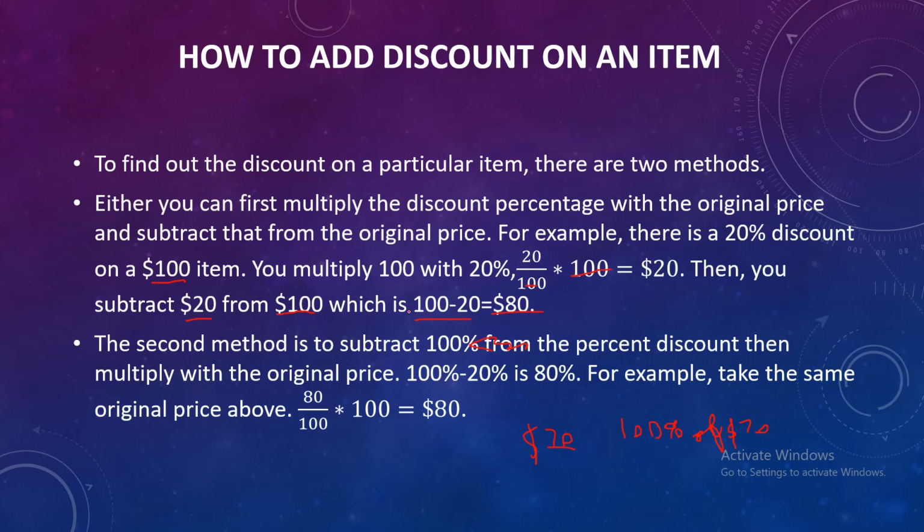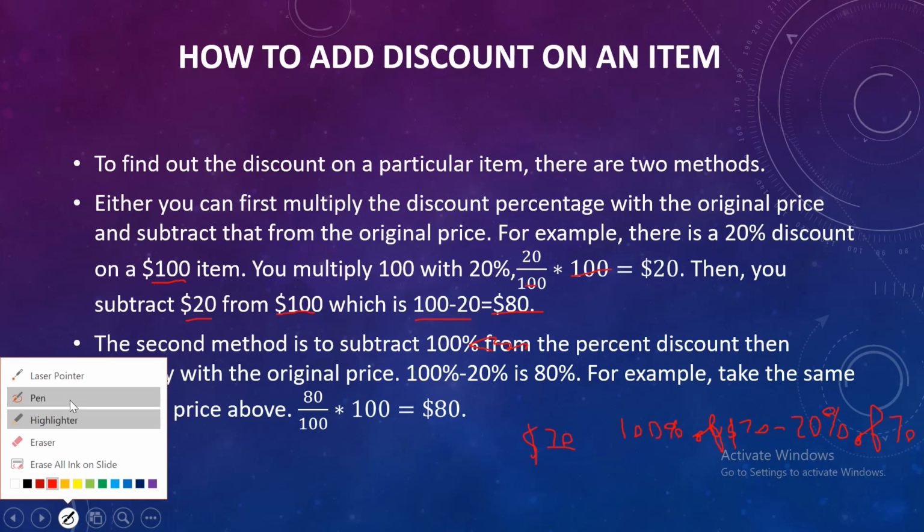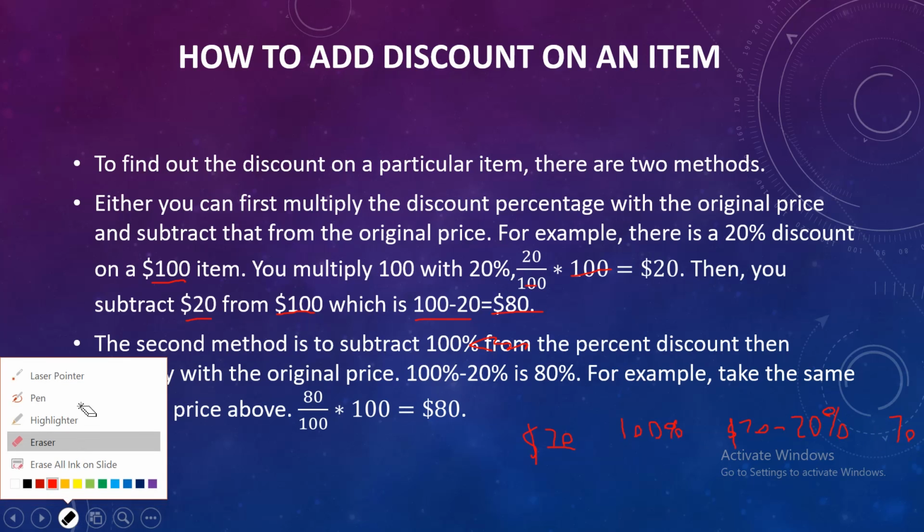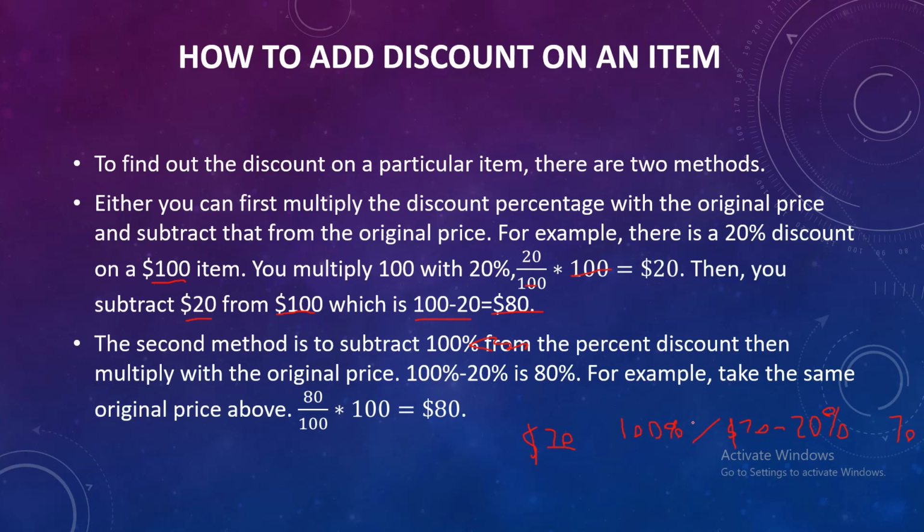So now the discount is 20%, right? And as you know, you calculate the discount in the first method by multiplying 20% with 70, and then minus, because this is the discount, minus 20% of 70. So of can be written as multiplication. Then I'll write 100% into $70 minus 20% into $70.